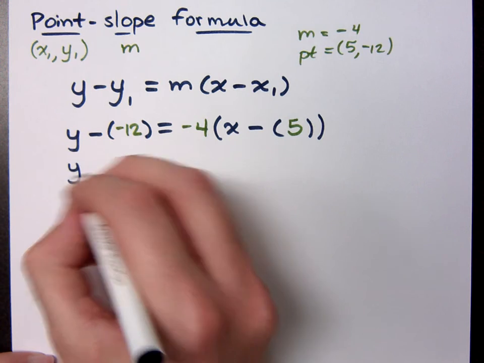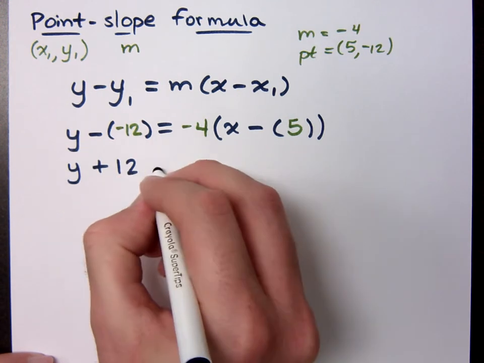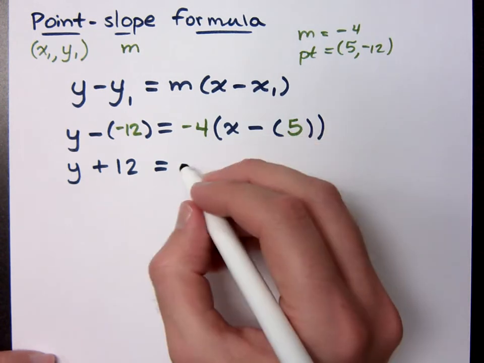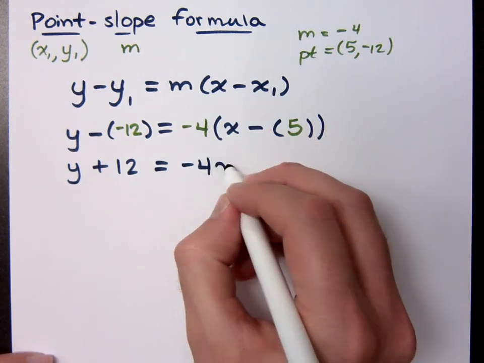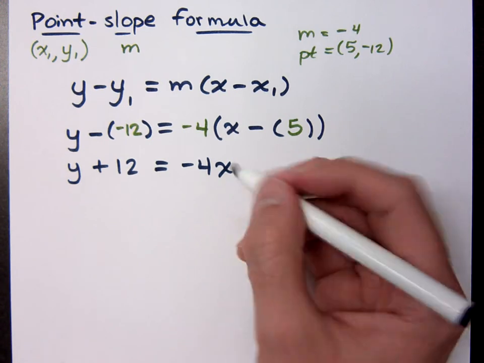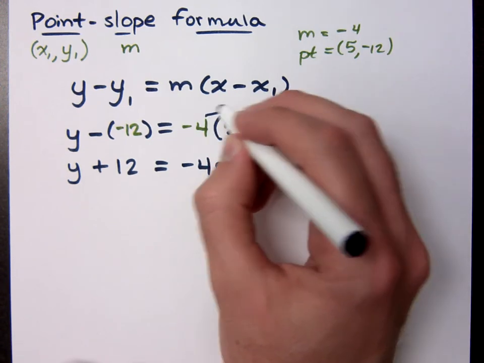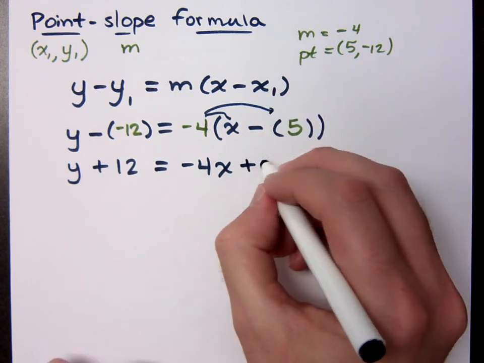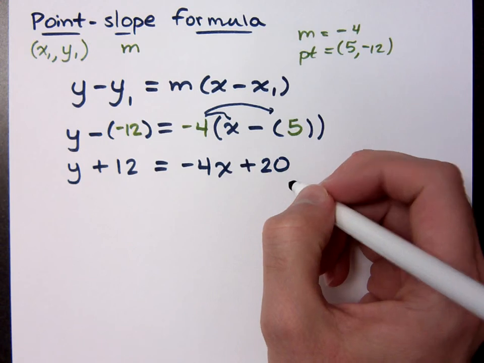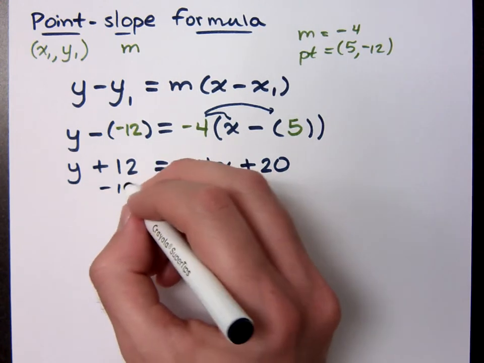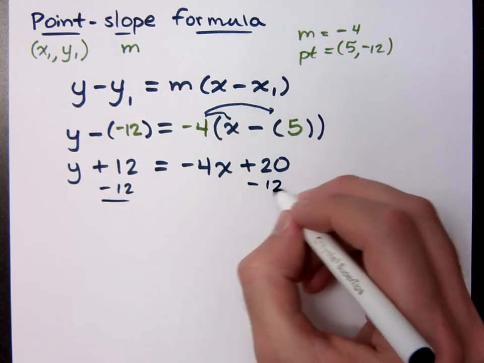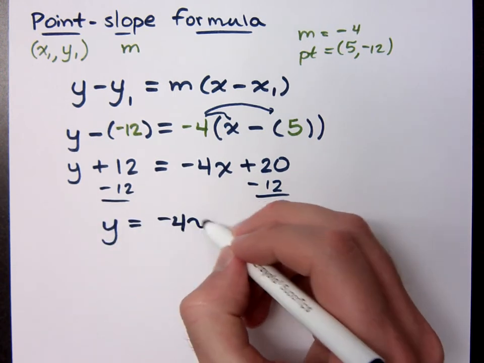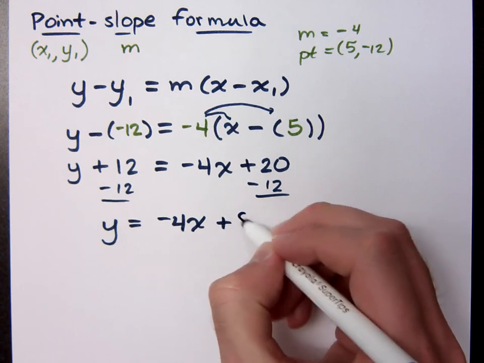So when I work this out, I get y plus 12 is equal to what? -4x, make sure you distribute correctly. -4 times the x is -4x. -4 times -5 is positive 20. When I subtract 12 from both sides, what do you get? You get -4x plus 8.